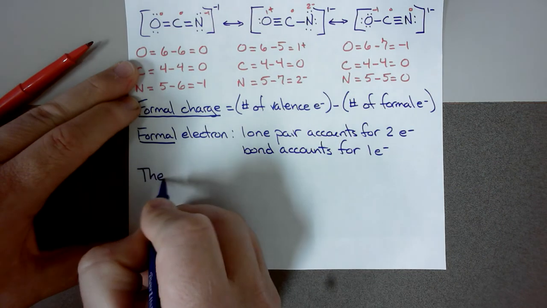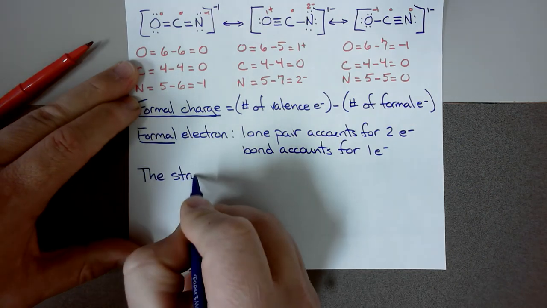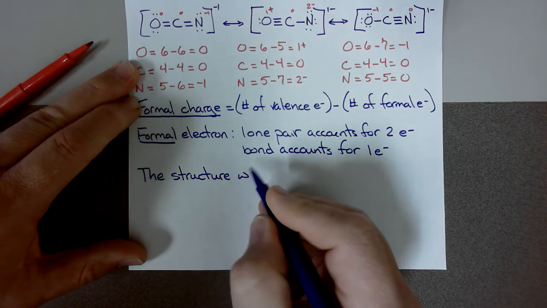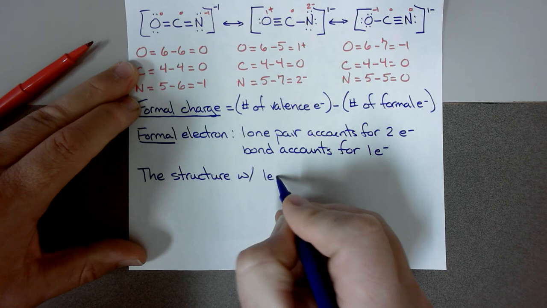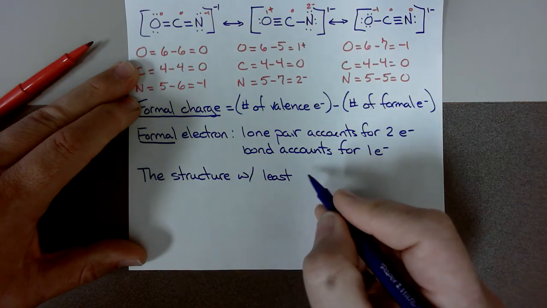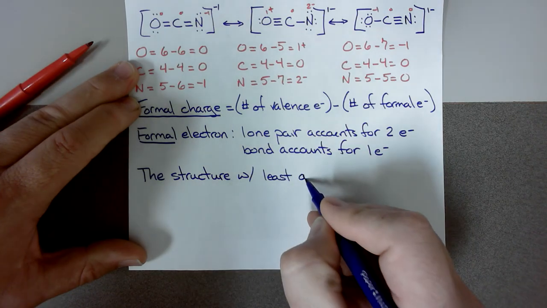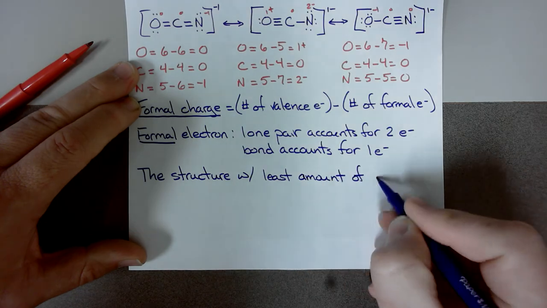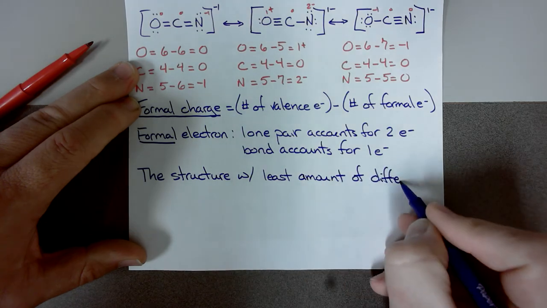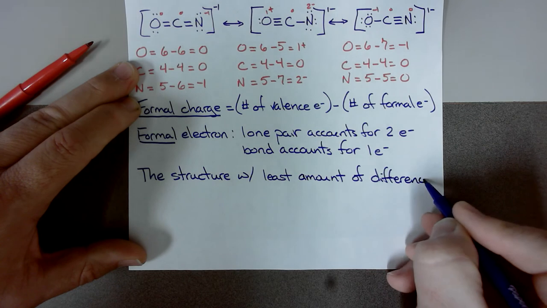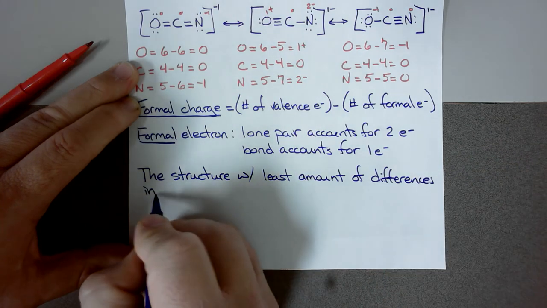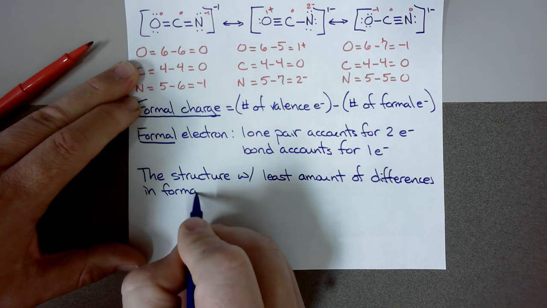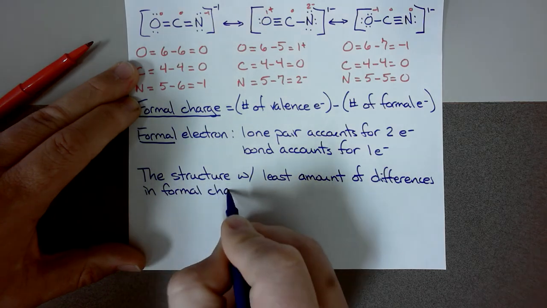The structure with the least amount of differences in formal charge is the most stable.